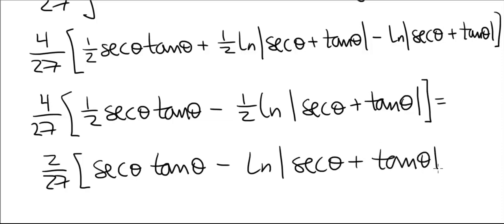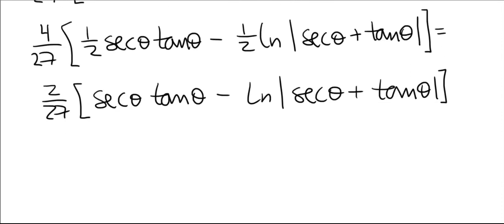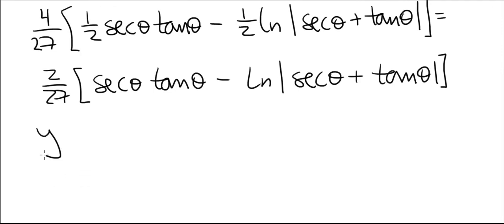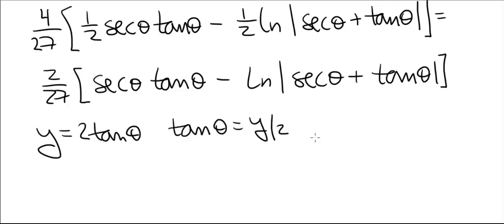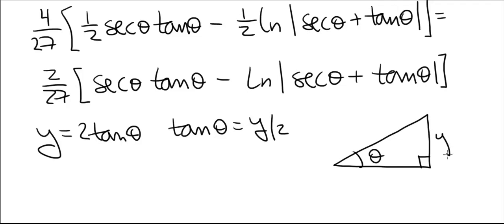So the thing we have left to do is to express this as a function of the original variable, which is x. So here's what we do. Recall what our substitution was. Our substitution was y equal to 2 times the tangent of theta. So tangent of theta is y divided by 2. I'm going to draw my right triangle. This is theta. Tangent is opposite divided by adjacent, so that's y over 2. The missing side here is the hypotenuse, and that's going to be square root of y squared plus 4.